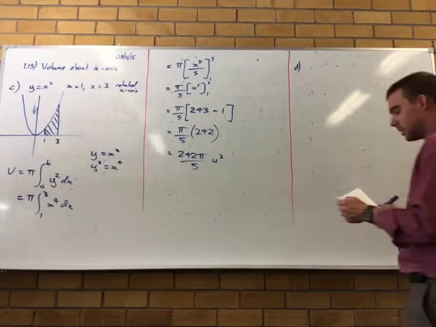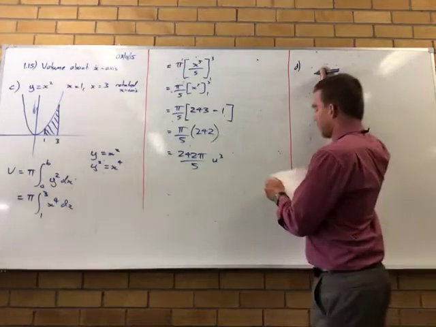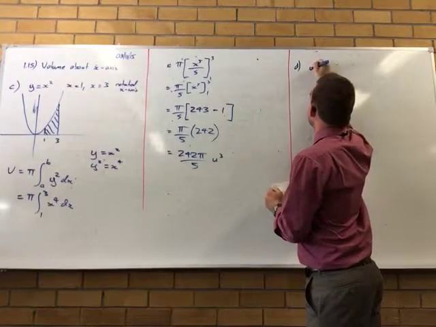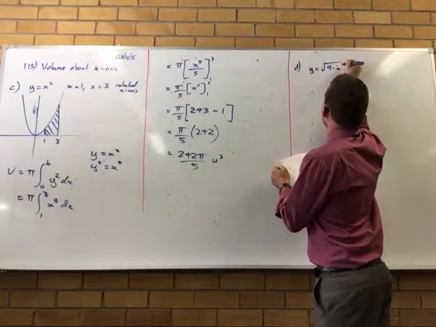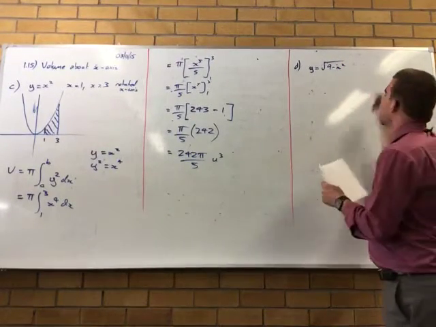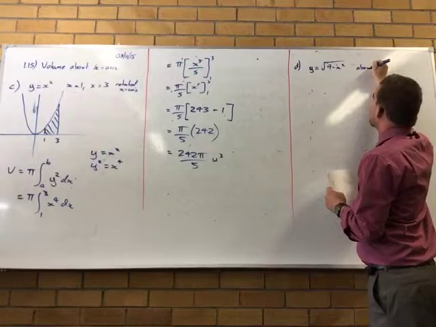Next one, D. Find the volume generated when the curve y equals the square root of 9 take away x squared is rotated about the x-axis.